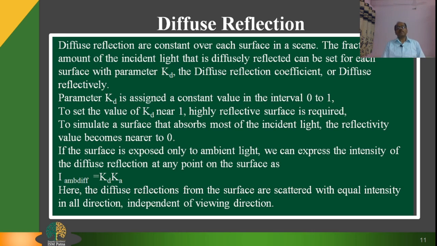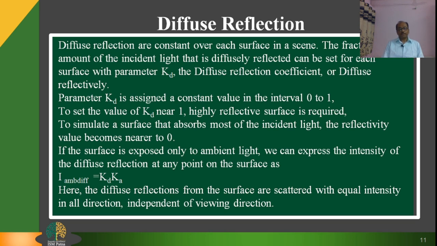Now, we will discuss one by one diffuse reflection. Diffuse reflections are constant over each surface in a scene. The fractional amount of the incident light that is diffusely reflected can be set for each surface with parameter Kd, d for diffuse. The diffuse reflection coefficient, or diffuse reflectivity, parameter Kd is assigned a constant value in the interval 0 to 1. To simulate a surface that absorbs most of the incident light, the reflectivity value becomes nearer to 0.